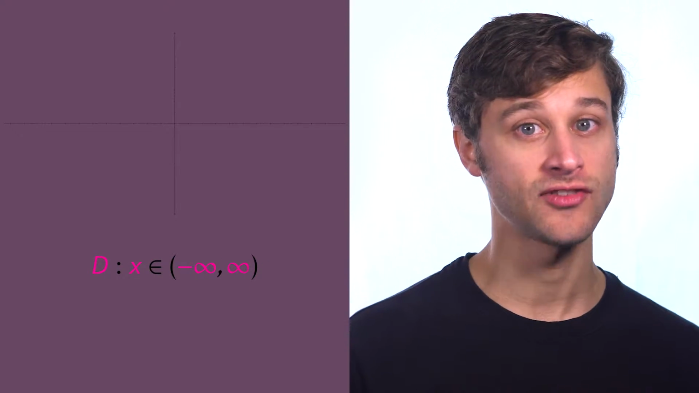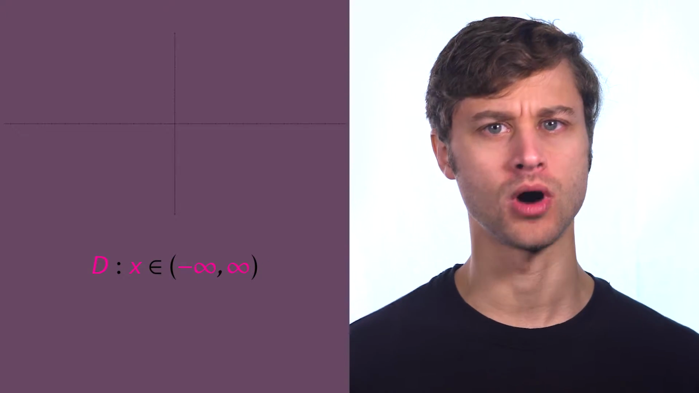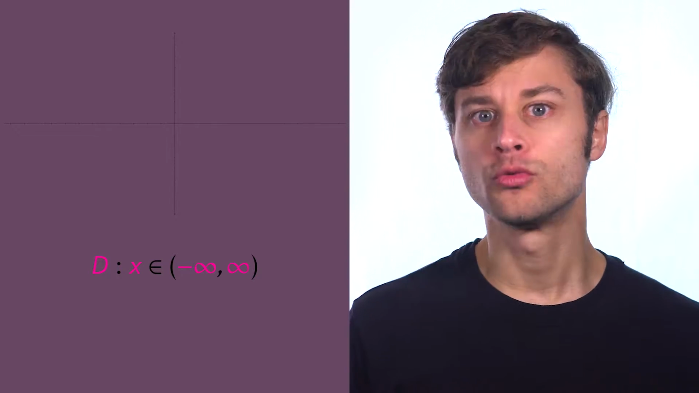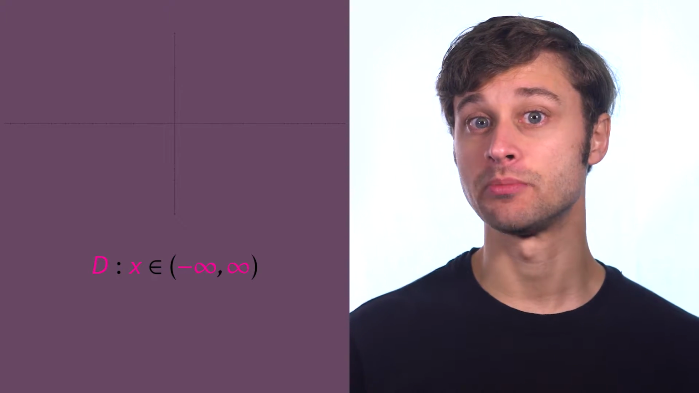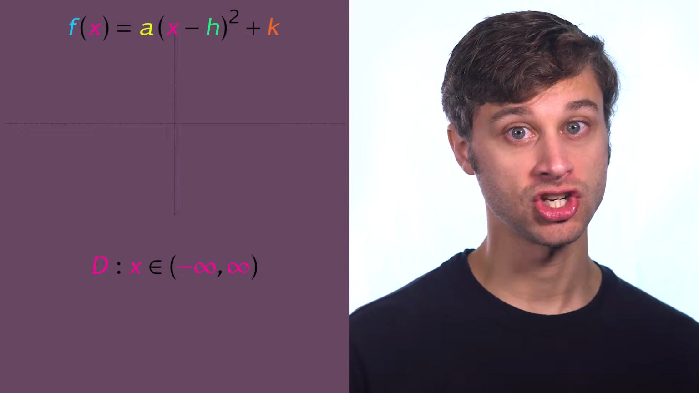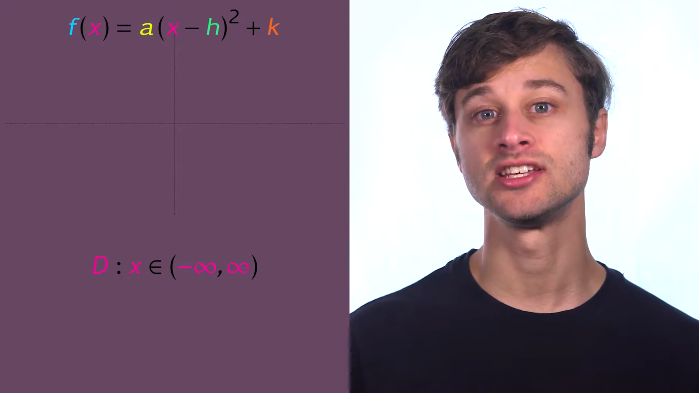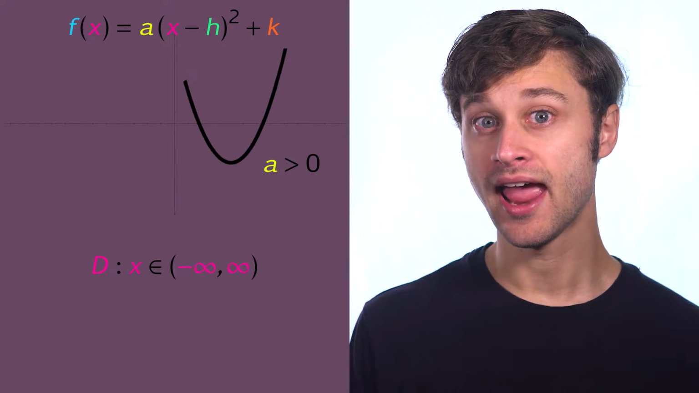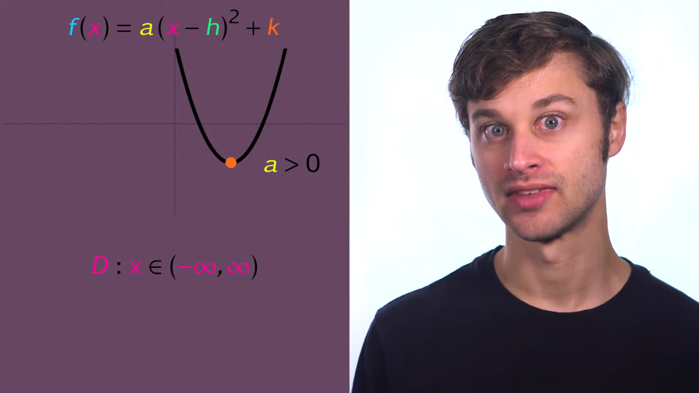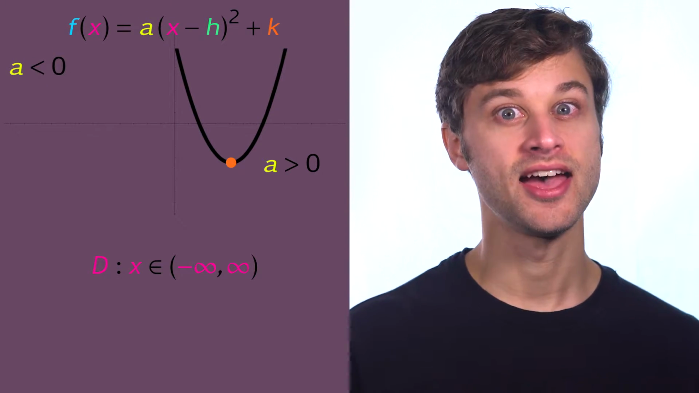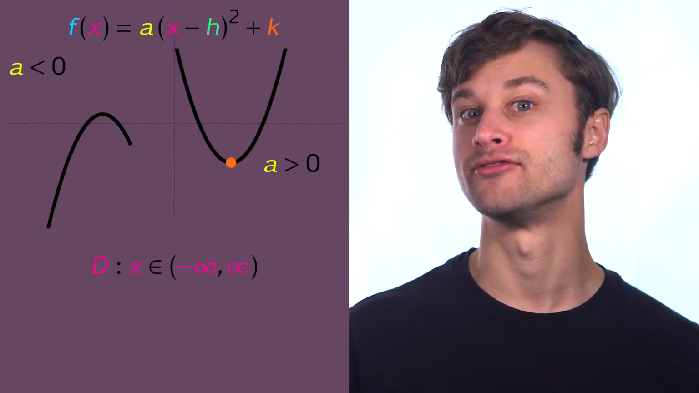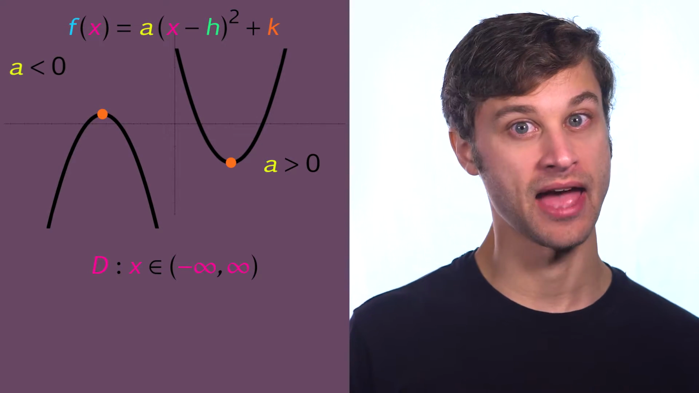We can put in any x value, positive, negative, 0, whatever we want, into these functions. The range is a little bit different. It is dependent upon both the leading coefficient, a, and the vertex. If a is positive, then the function is something called concave up, and the vertex is a minimum. If a is negative, then the parabola is concave down and has a maximum at the vertex.